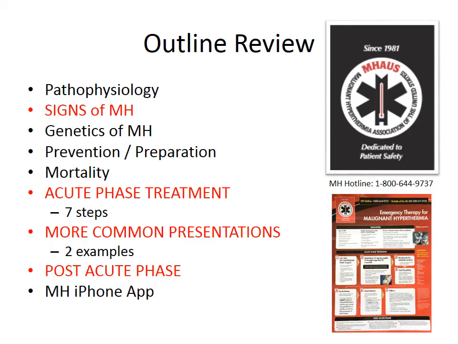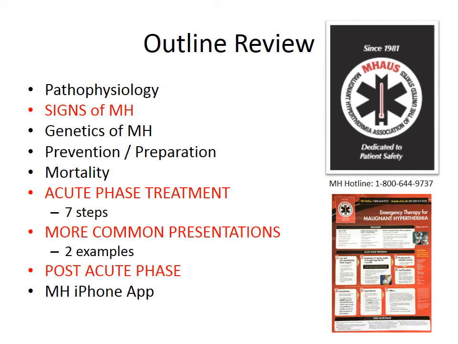To go through the outline one more time, we talked about pathophysiology and how that's important to understand this disease. The signs: what are the first signs of MH, what are the subsequent signs of MH, which ones are specific, which ones are non-specific. We talked about the genetics and the ryanodine receptor gene, chromosome 19. I think one of the most important things is prevention and preparation, which we did. We also talked about mortality and why the mortality has decreased from 80% to less than 5%, and the 5 reasons why that has occurred.